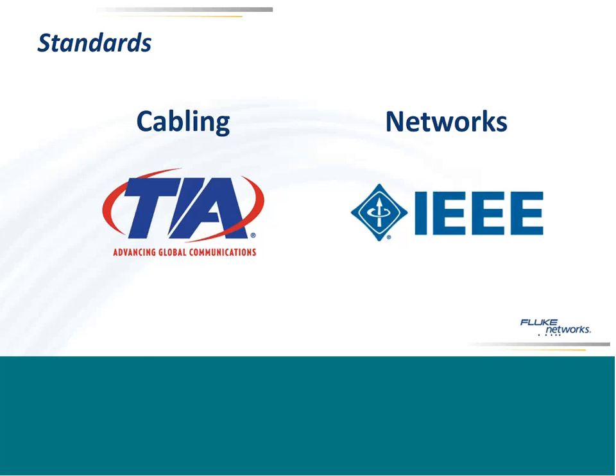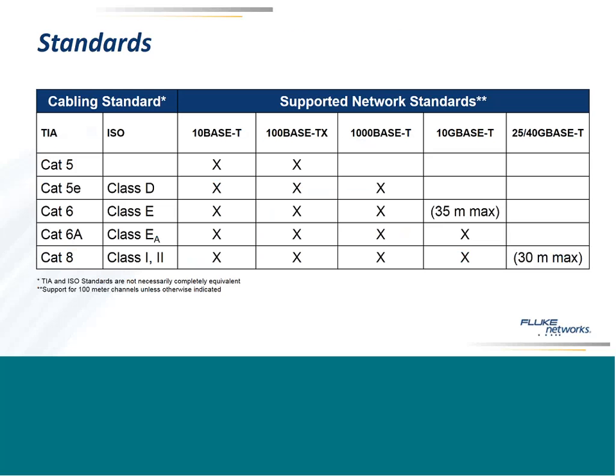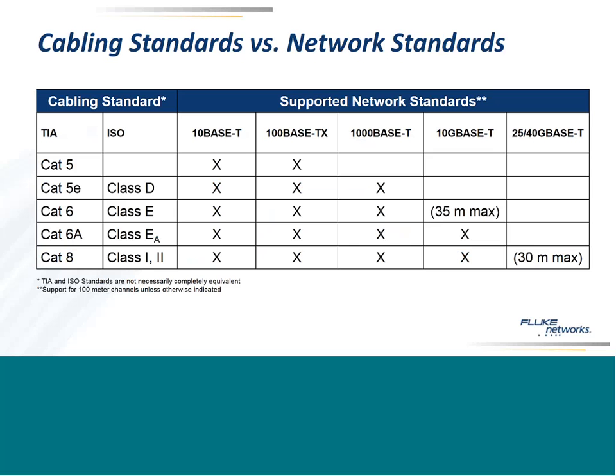Now the cabling and network standards are designed to fit together. These two organizations actually work very, very closely. We have representatives on both of these. So when IEEE wants to think about a new networking standard, they also think about, well, what kind of cabling will we need to support this standard? And so the best way to explain this is to show you this table right here.